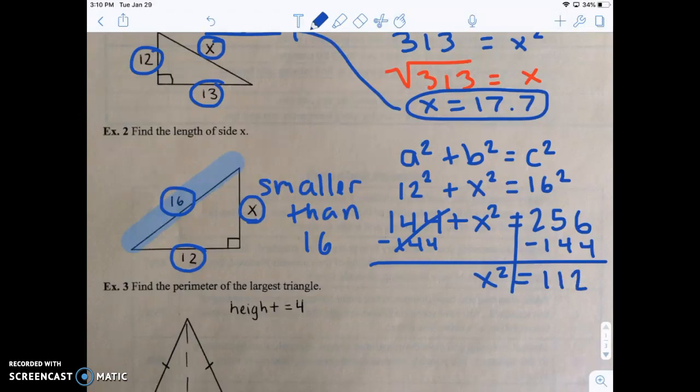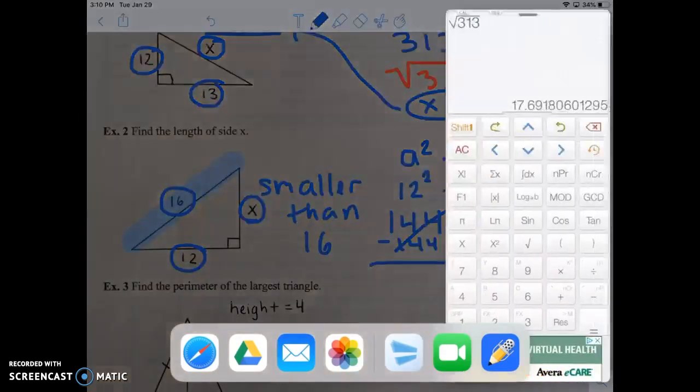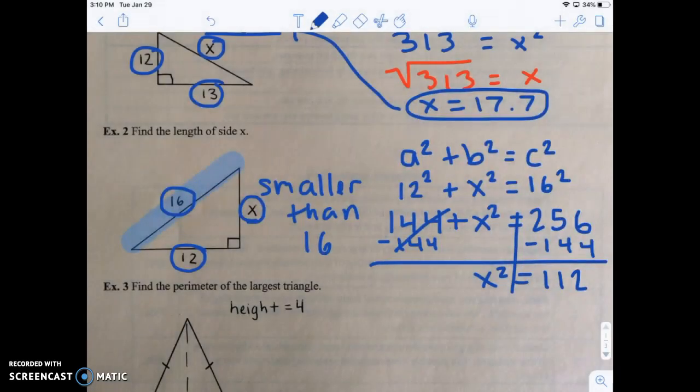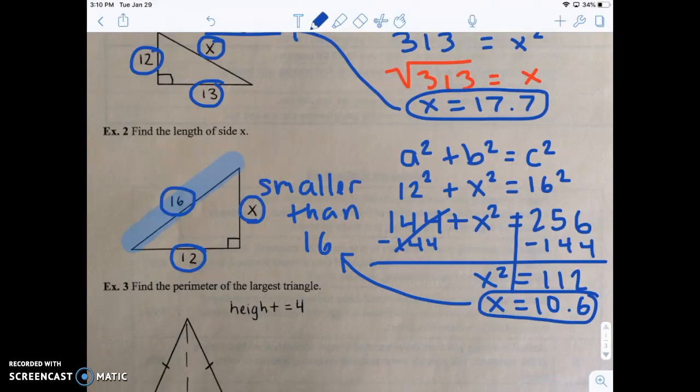112. So in order to solve for x, I'm going to go back to my calculator, type in the square root of 112, and find out that the answer is approximately 10.6. So what I've just discovered is that x in this problem is about 10.6. Again, I like this answer because it is definitely smaller than 16, like it should be.